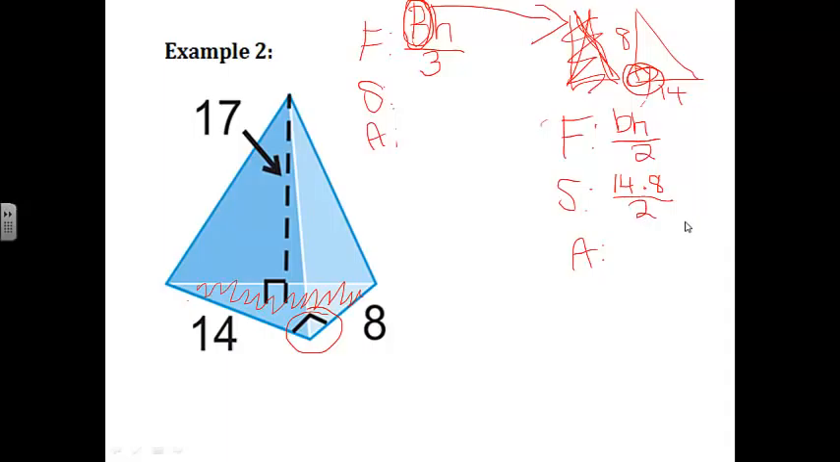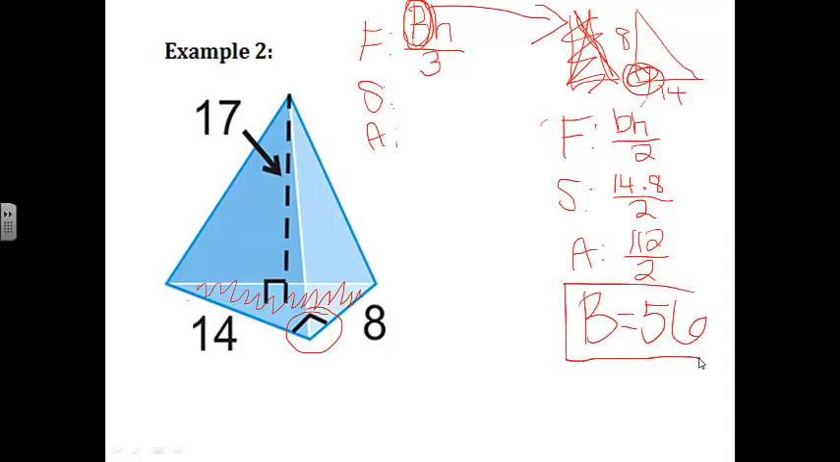So 14 times 8, 112, divided by 2, gives me the area of the base. So my capital B, or the area of the base, is going to be 56. Good. Okay, so now I've done my work on the side. I'm going to just plug it in now. So I've done the hardest part.